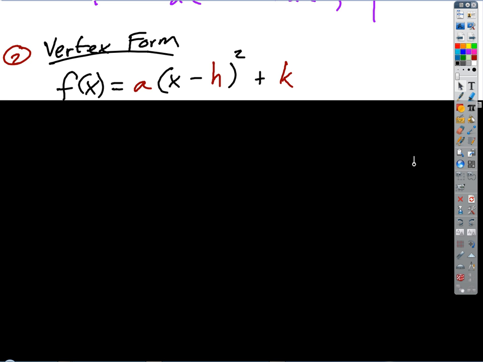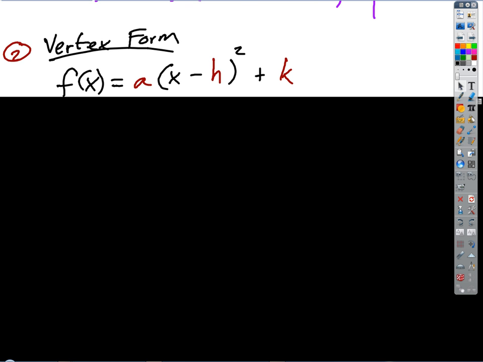How do we find the vertex here? h and k, that's it. The value of h is the x-coordinate of the vertex. The value of k is the y-coordinate. a means the same thing: positive opens up, negative opens down. Okay, and then the last of the three.